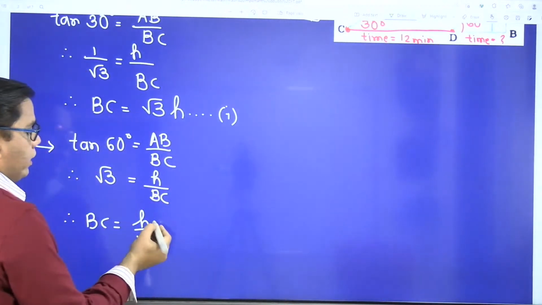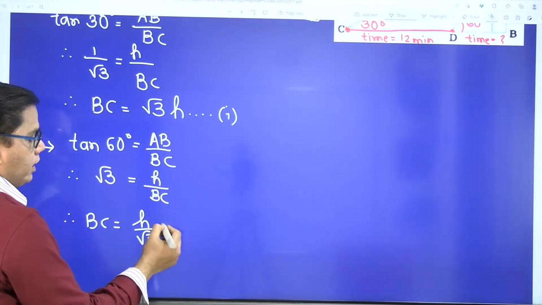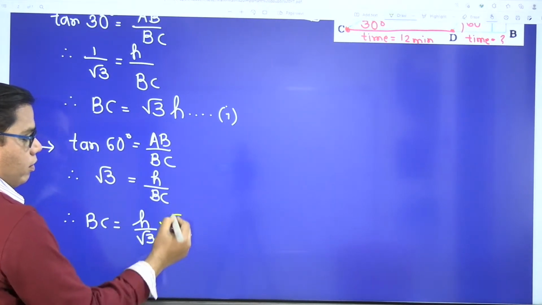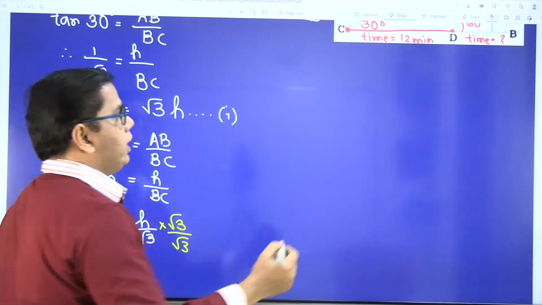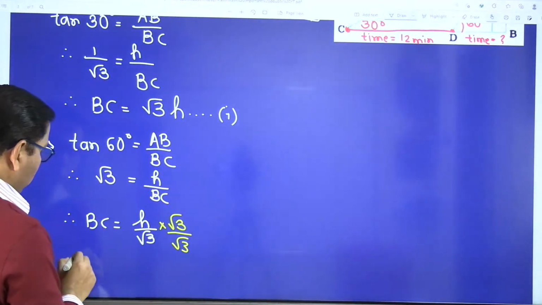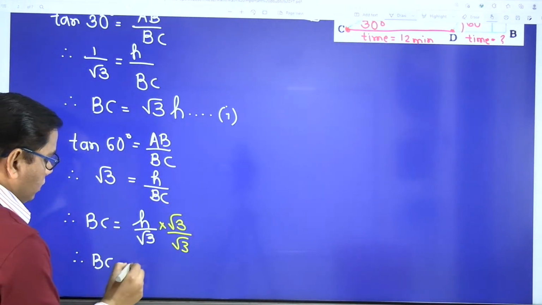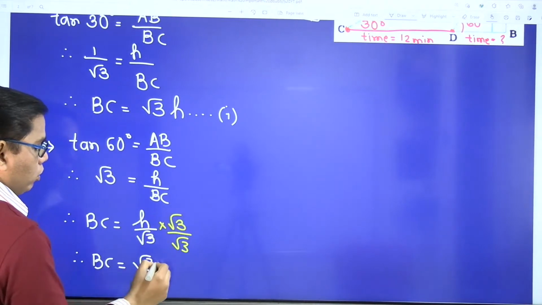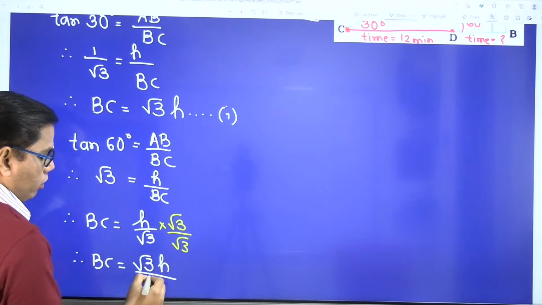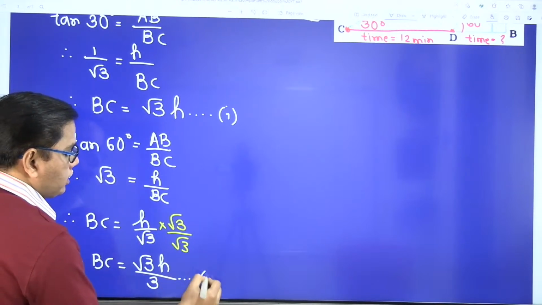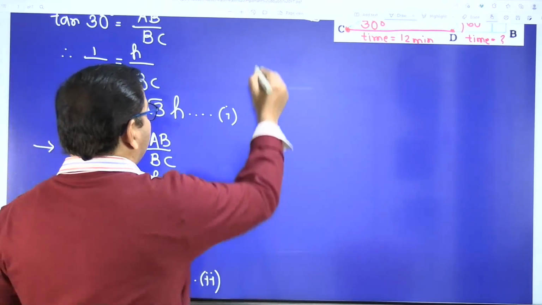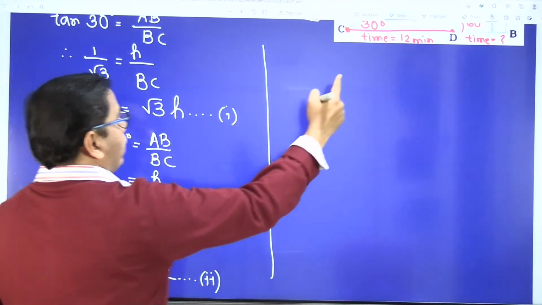In that chapter, we have studied a step called rationalizing the denominator. So when you rationalize the denominator by taking root 3 and root 3 in the numerator as well as the denominator, what do you get? You get the value of BC as root 3h. H into root 3 will be root 3h, and the denominator is now rationalized. Root 3 into root 3 is 3. So this I frame as equation number 2.